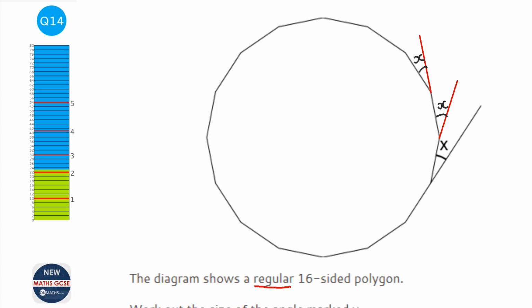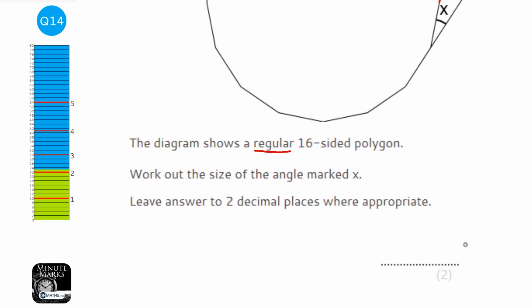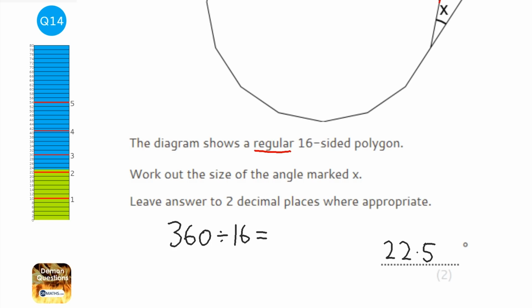Now the one thing we know about exterior angles is they always add up to 360. So to find out what that angle is, we just get 360 and we divide it by 16 because there's 16 identical exterior angles. So I get my calculator out, 360 divided by 16 equals, and it's 22.5. So we can check that. We can do 22.5 times 16 and it has to add up to 360, which it does.